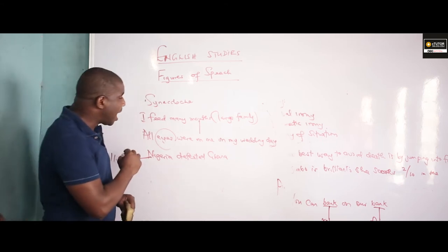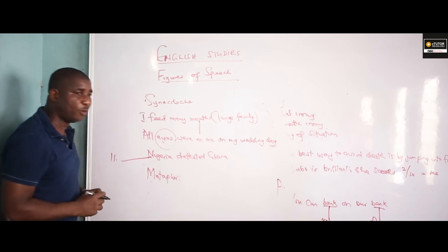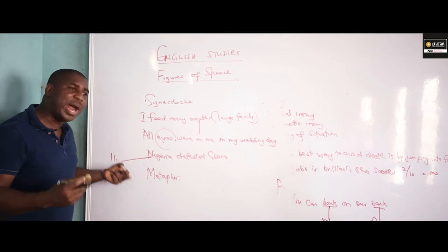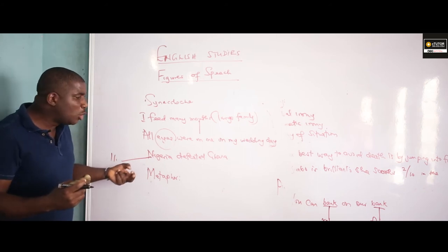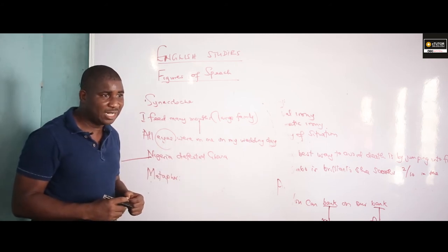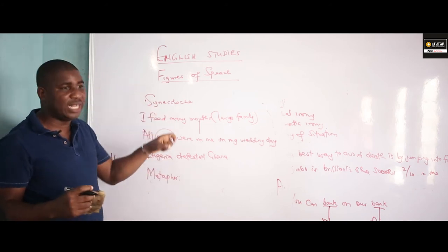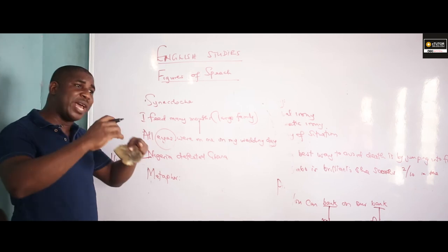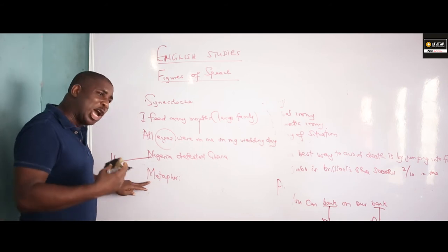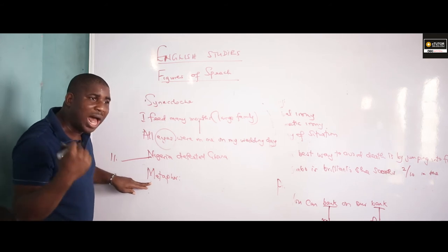Okay. Now, let's look at another one, which is known as metaphor. Metaphor is an implicit comparison between two things without the use of like or as. Am I communicating? It is otherwise known as condensed simile. What do I call it? Condensed simile. Remember, simile compares with the use of what? Like or as. Metaphor is an implicit comparison between two things without the use of words like or as.